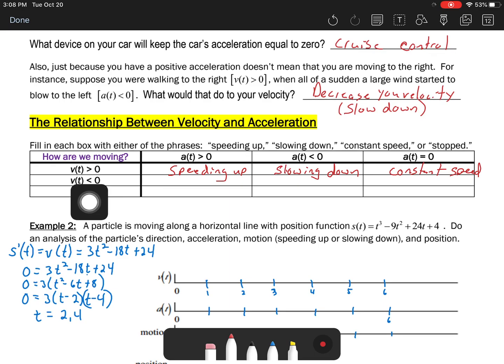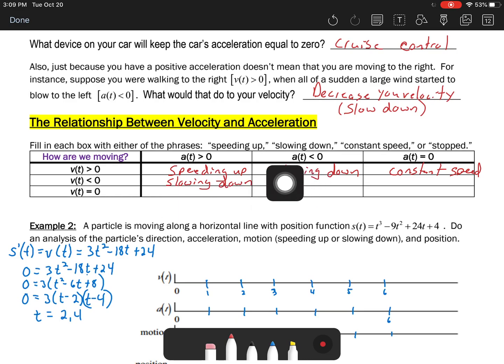Now here, if your velocity is negative, so you're going to the left, let's think of it that way. If we're going to the left, but we're accelerating in the opposite direction, so I'm trying to walk left but I'm accelerating in a positive direction, that means I'm going to be slowing down. Again, they're working against each other. So that's slowing down.